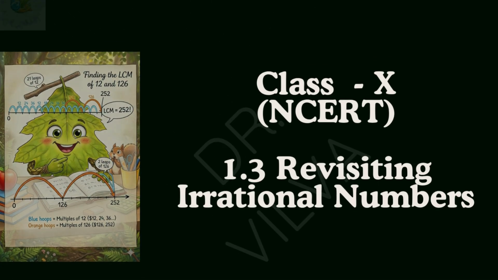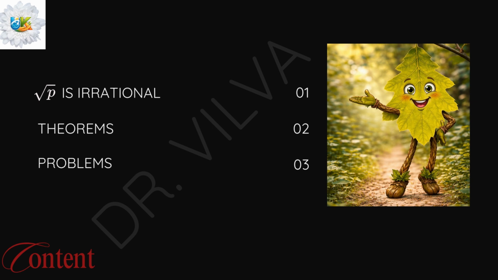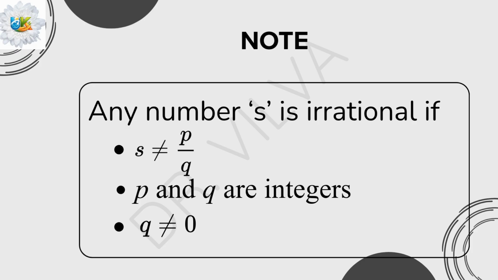In this video, we are going to study irrational numbers. We will revisit a few concepts you have studied previously, focusing on specific theorems and problems to help you practice. Let us start with a reminder. An irrational number is any number that cannot be written in the form p by q. Here, p and q are integers and q should be non-zero.